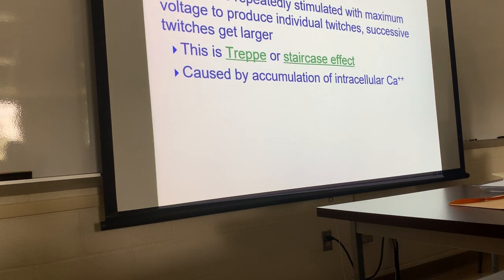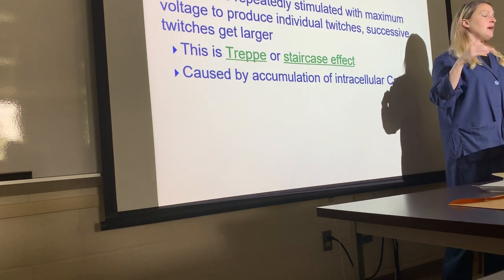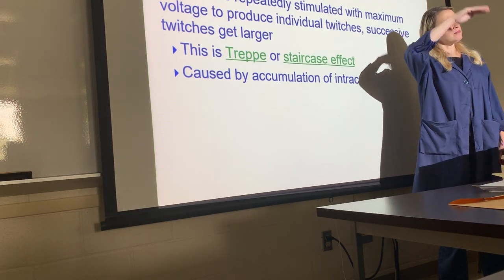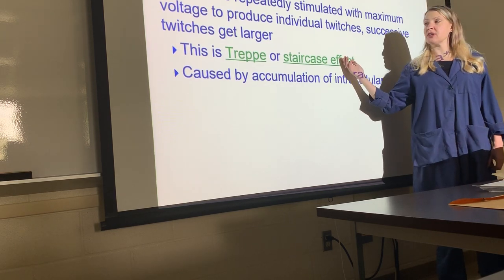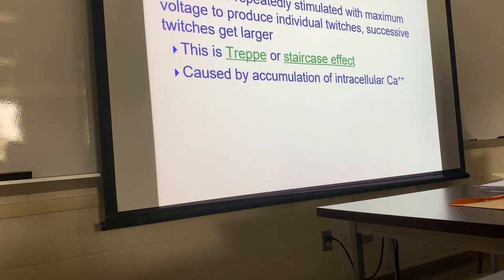So as I mentioned before, if the muscle is repeatedly stimulated with maximum voltage to produce individual twitches, each twitch gets larger, and it looks like you're basically climbing stairs, so we call this a staircase or treppe effect. Which again is caused by accumulation of calcium. Because you have more and more calcium that's released, it's out there already, that's why the twitches get greater and greater. But eventually it plateaus because you only have so much calcium. Once it's all out there, there's nothing more. Do you have any questions about this so far?